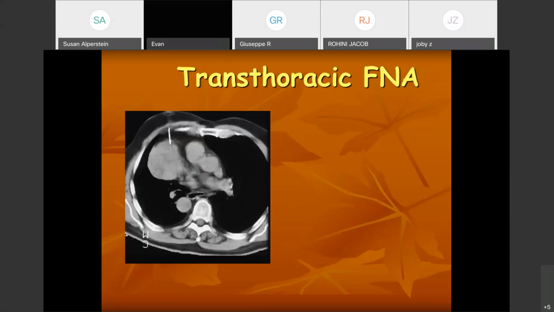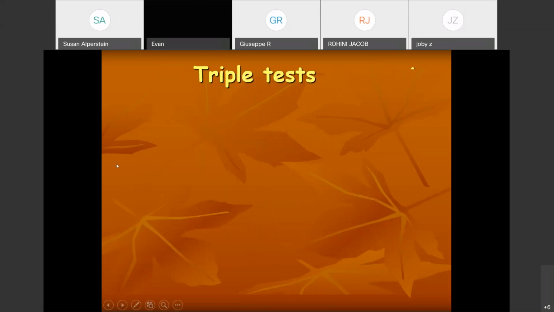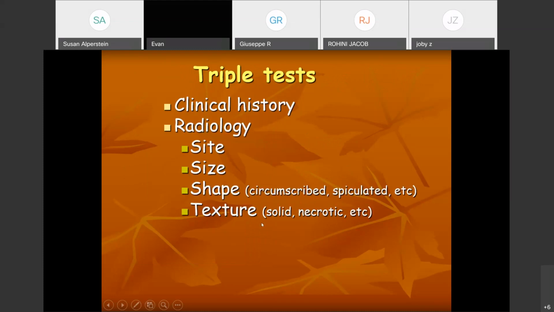Thorax: all of mine are CT-guided transthoracic FNA, including lung, pleura, mediastinum. So I use the triple approach: clinical history, radiology, the size of the lesion, the shape, and the texture of the gross material.